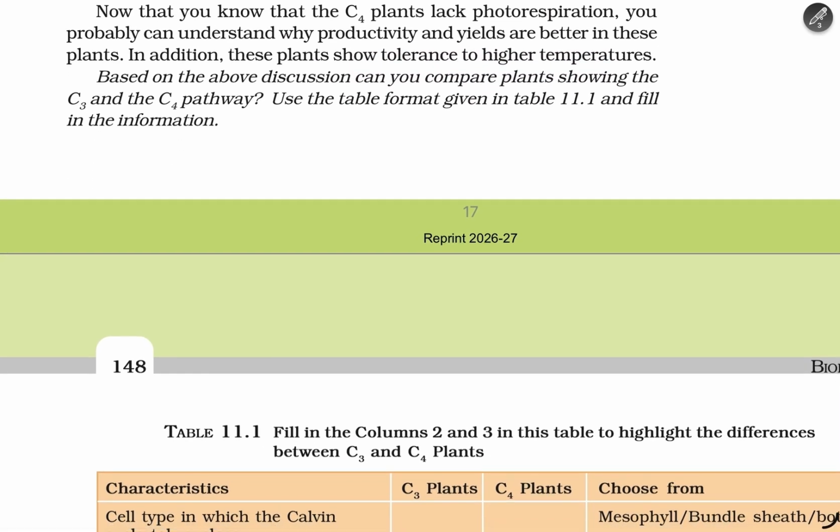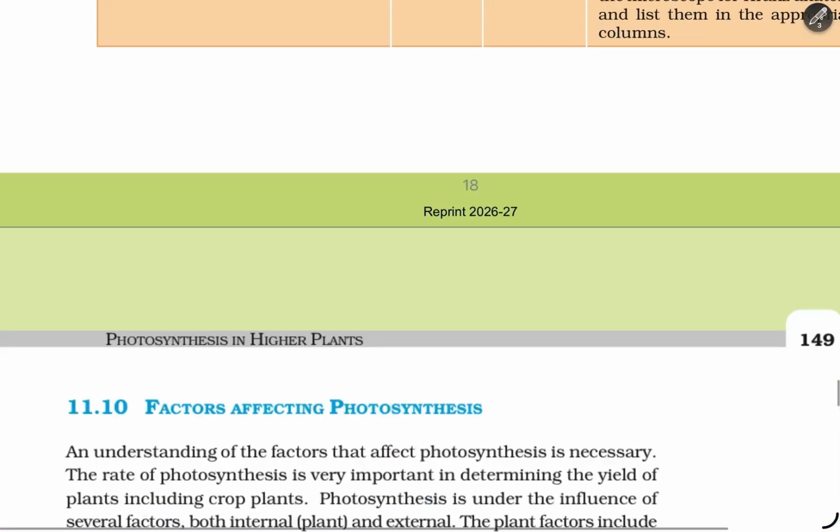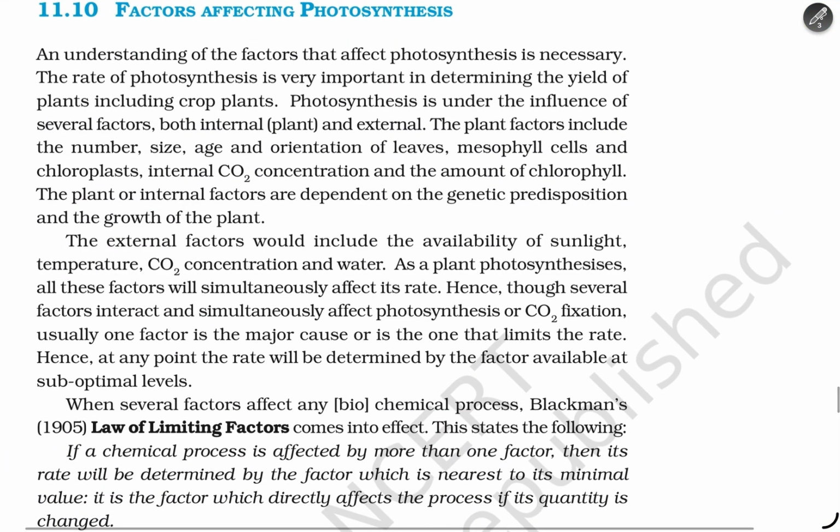Based on the above discussions, you can compare the C3 and C4 pathways. Using the table given, fill in the information below. The factors affecting photosynthesis: an understanding of the factors that affect photosynthesis is necessary. The rate of photosynthesis is very important in determining the yield of the plant, including crop plants.